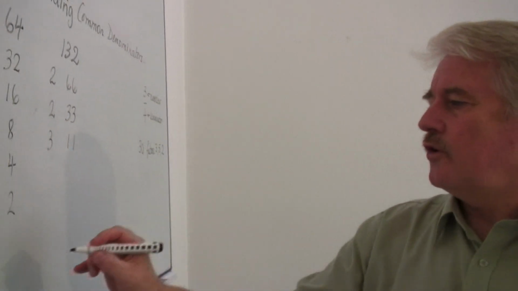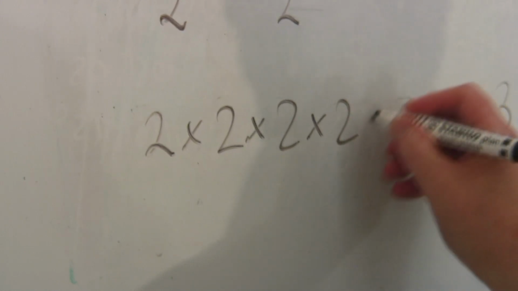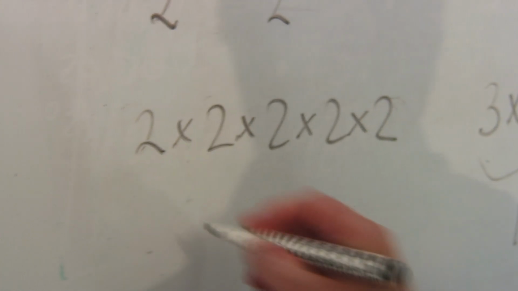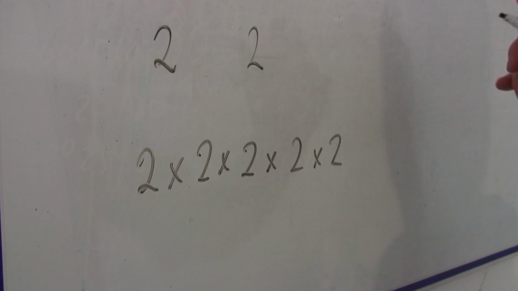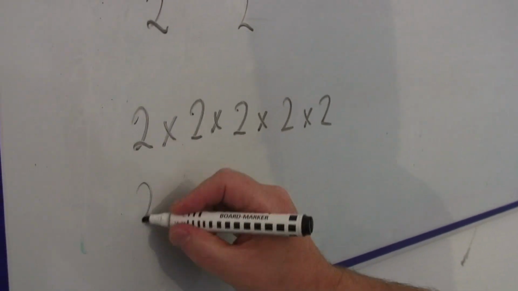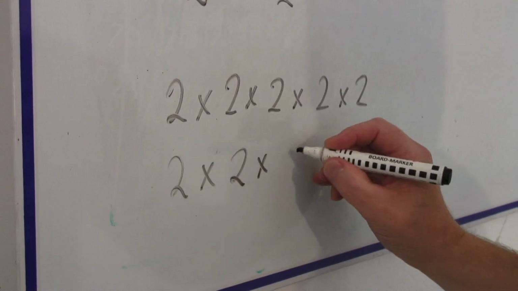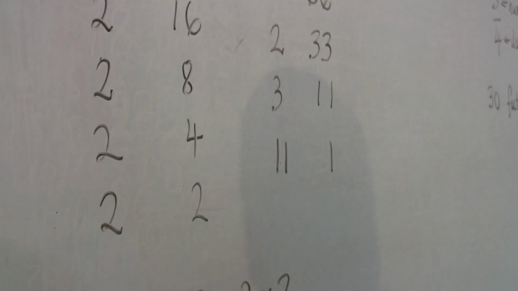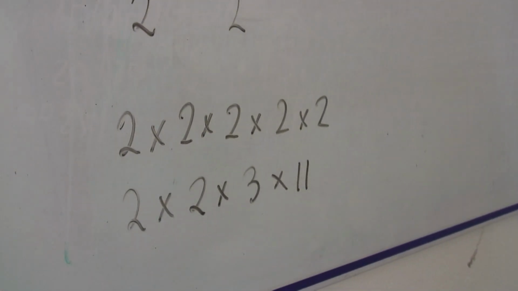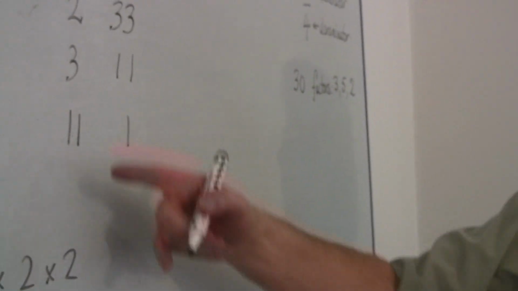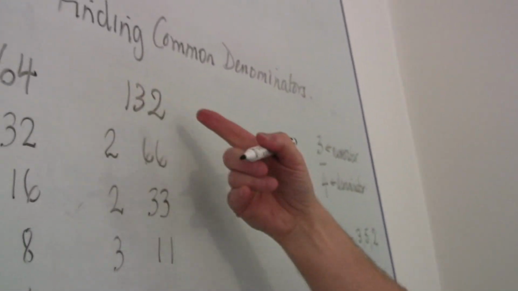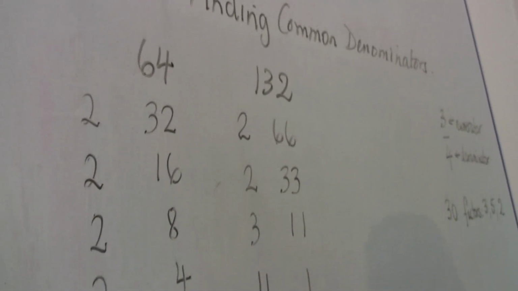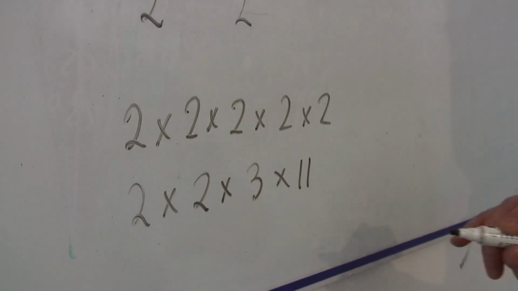So 64 is 2 times 2 times 2 times 2 times 2. 132 is 2 times 2 times 3, and then of course 11. Therefore, the number that both of these will divide into, obviously, I have to have all of these factors in that number.